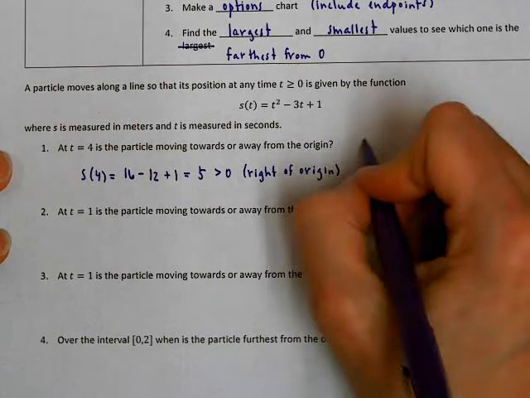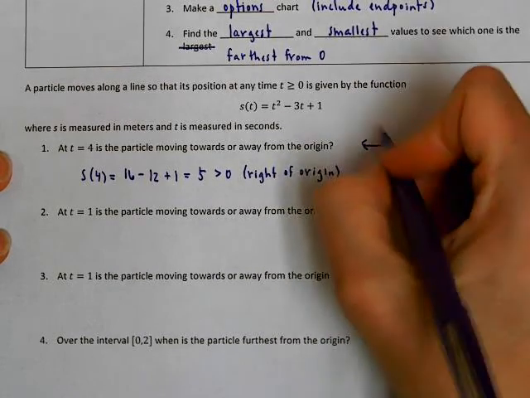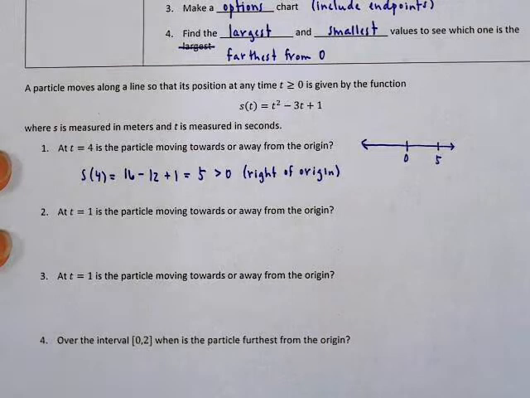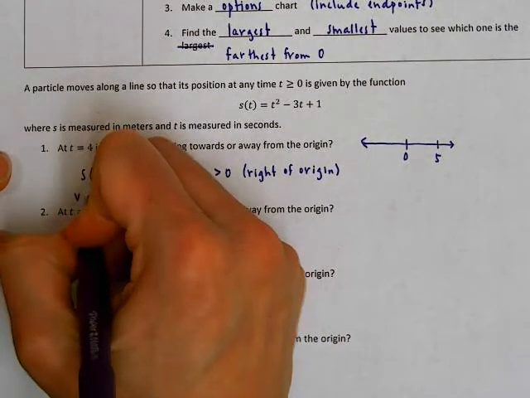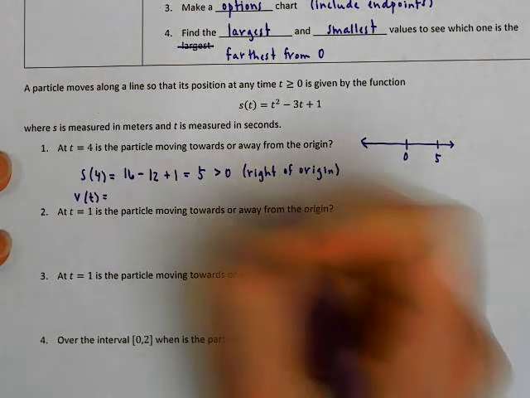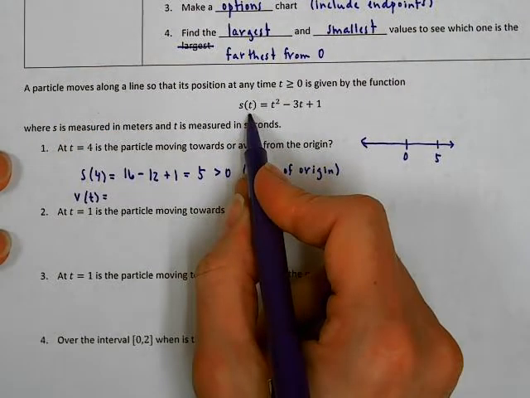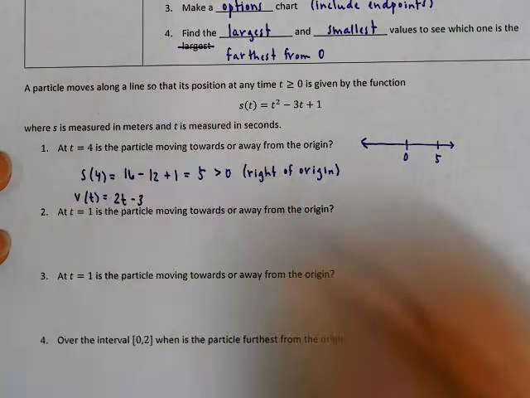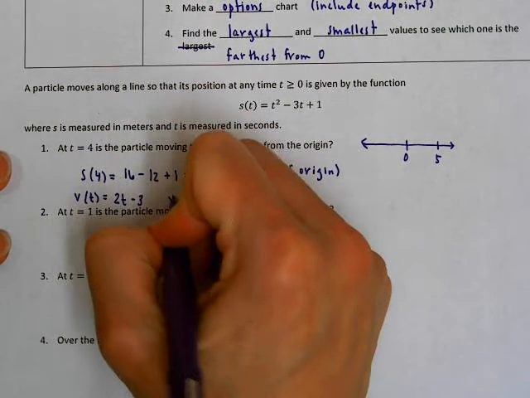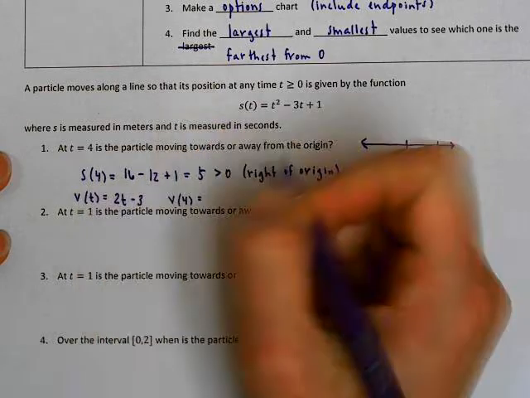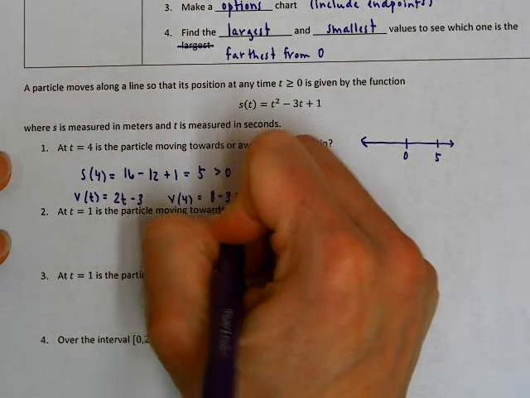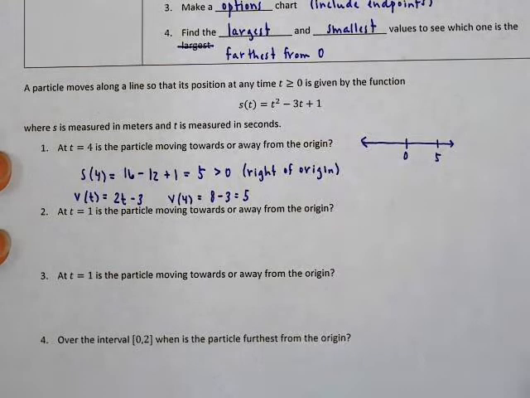So if I'm thinking of a number line here, here's the origin. My position right now is 5. So now I'm going to look at velocity. My velocity function, I need that first, is the derivative of position. So it's going to be 2t minus 3. So at time 4, my velocity is 2 times 4 is 8, minus 3 is 5.